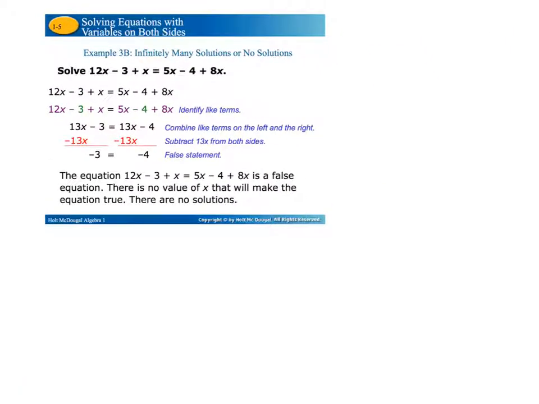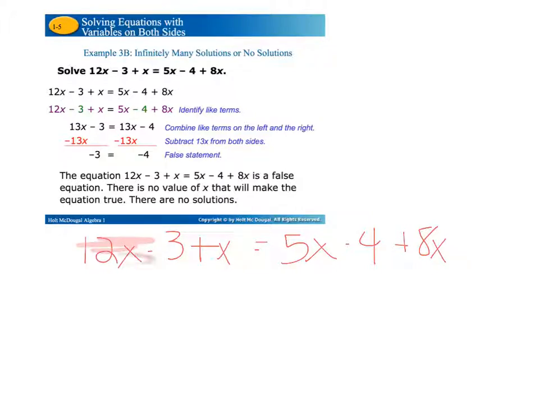This is the one where it's going to be no solution. All right, so again, be careful when you're rewriting your problem. Don't forget anything. Equals 5x minus 4 plus 8x. Okay, so I have like terms on both sides of my equal sign. I've got a 12x and a 1x that I can group on the left side. And then I have a 5x and an 8x on the right side.